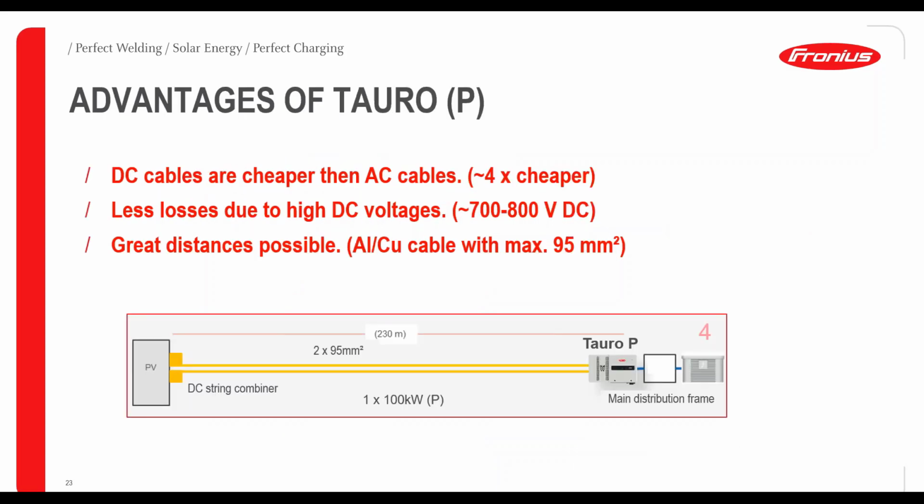Looking at the advantages of the Tauro pre-combined option, I mentioned this also. DC cables are cheaper than AC cables, of course, about 4 times cheaper sometimes. Less losses due to high DC voltages. I also mentioned this: the higher the voltage, the lower the losses. And with this option, great distances are possible. It's also possible to connect aluminum and copper cables with a maximum of 95 square, as we already heard. So everything is possible here with the Tauro P.